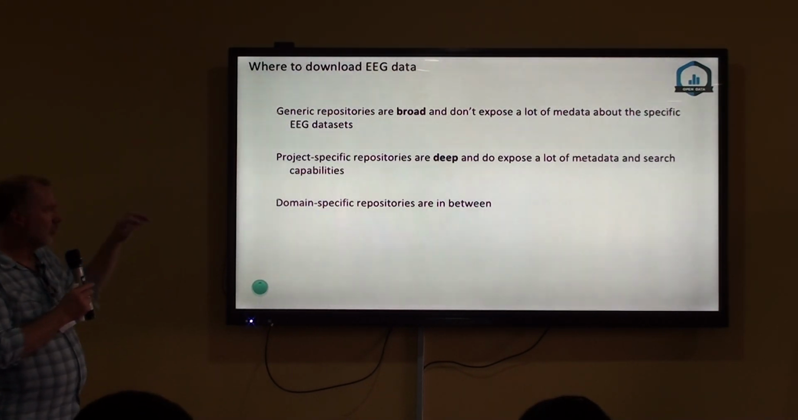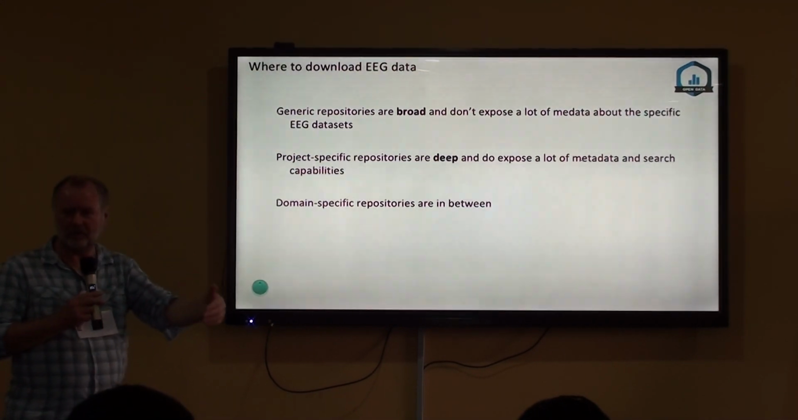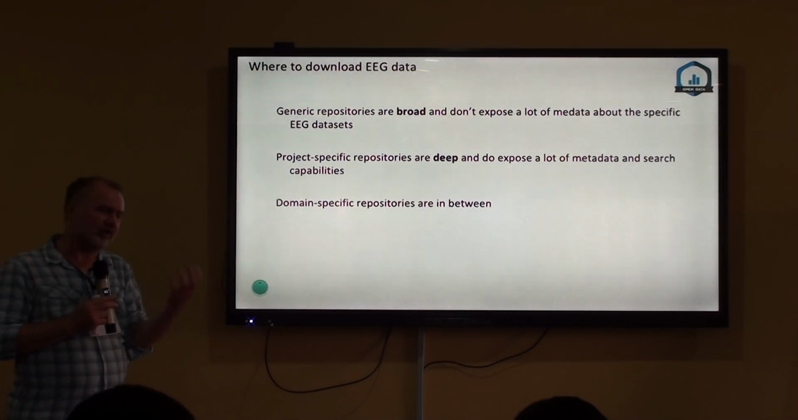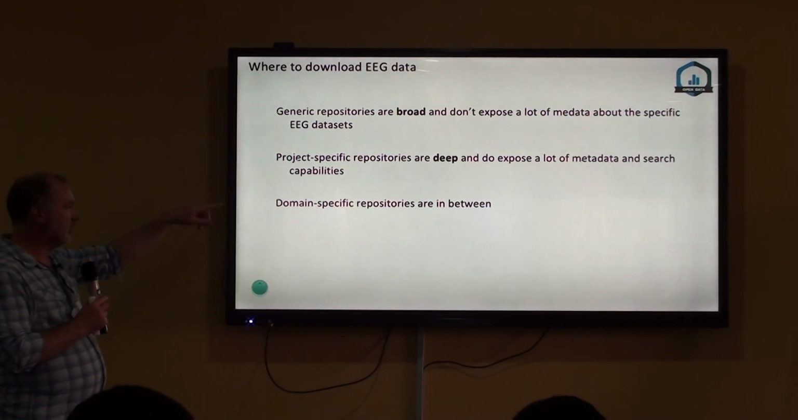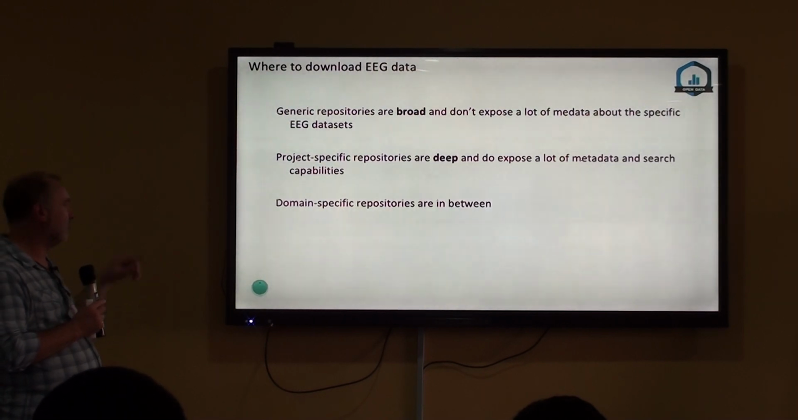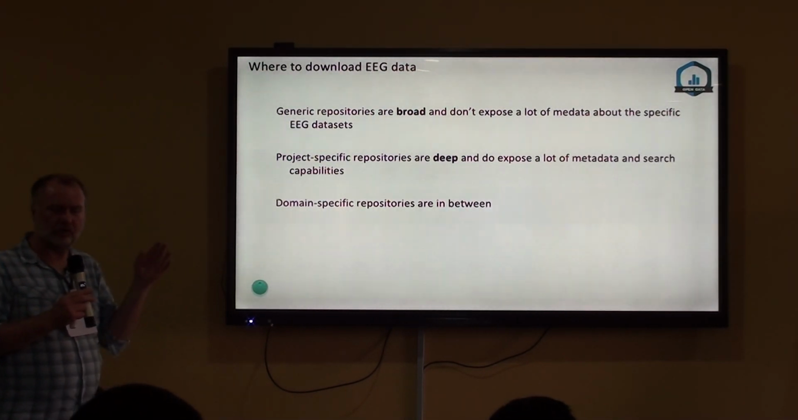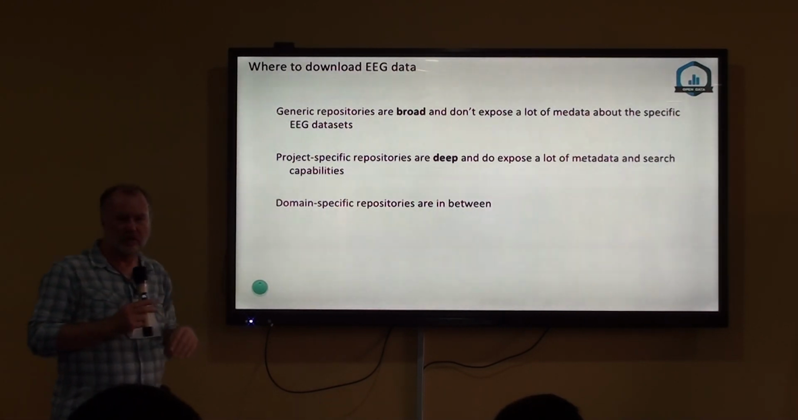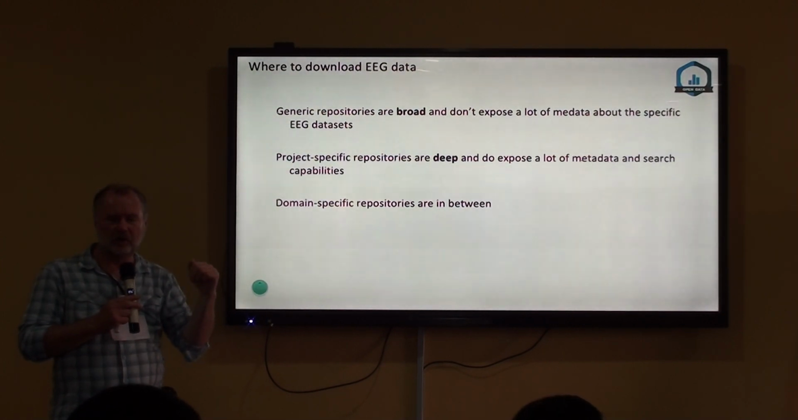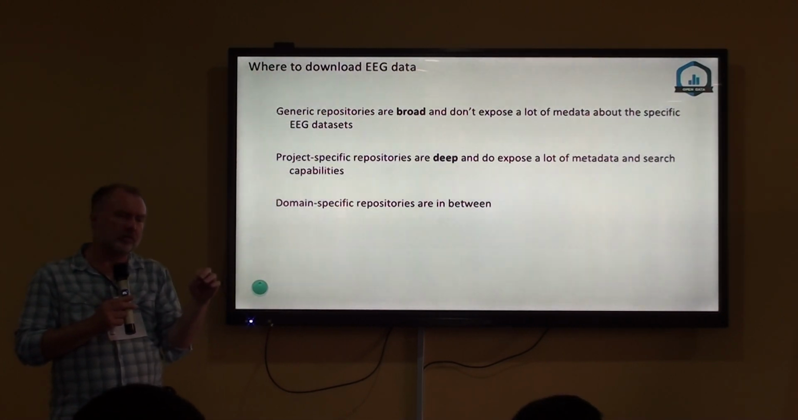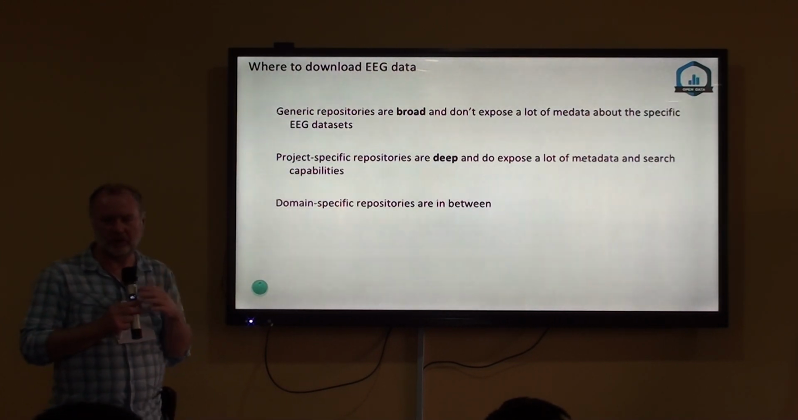Generic repositories are broad, and they don't expose a lot of metadata. That means you have to dig quite deep into the dataset to figure out what task was used, which stimuli were used, what administrative code. Project-specific repositories are very deep. They expose a lot of metadata and search capabilities. I would say the domain-specific repositories such as OpenEuro are a little bit in between. On OpenEuro, it's very easy to find EEG datasets, but if you want to know in great detail what was done, you still have to go in and look at all the details.